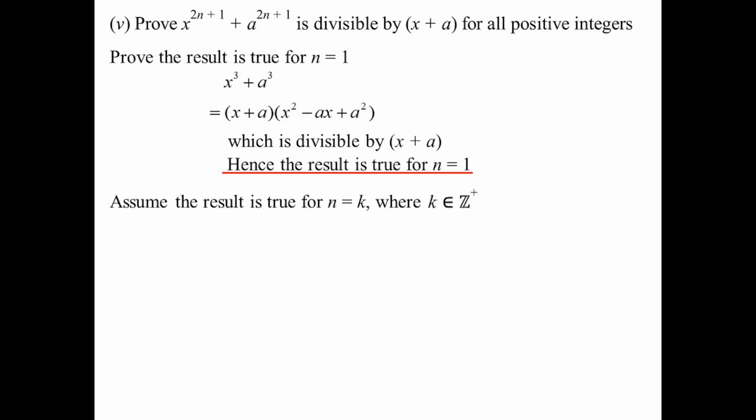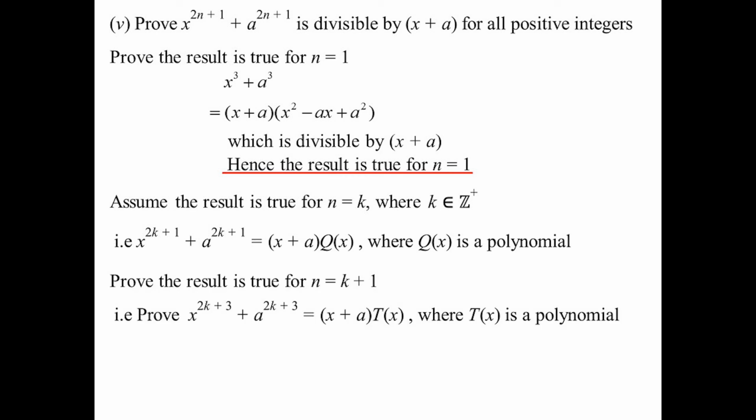Assume the result is true for n equals k. All right. But this is where we've got to be careful here. We're not saying it's x plus a times an integer. We're saying it's x plus a times some other polynomial. So this time I'm saying q(x) is a polynomial. And so then I want to prove that x to the power of 2k plus 3 plus a to the power of 2k plus 3 would be x plus a times some polynomial.